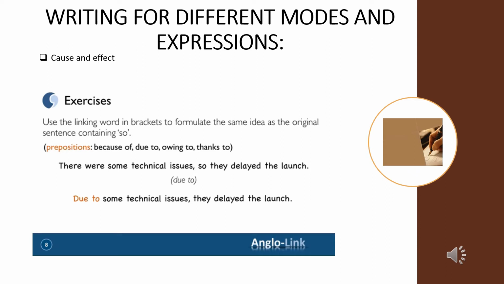Now try and use the gerund. They delayed the launch due to there being some technical issues. Notice, because the two subjects are different, we have had to repeat the subject there before the gerund being. And we can swap the two clauses. Due to there being some technical issues, they delayed the launch.